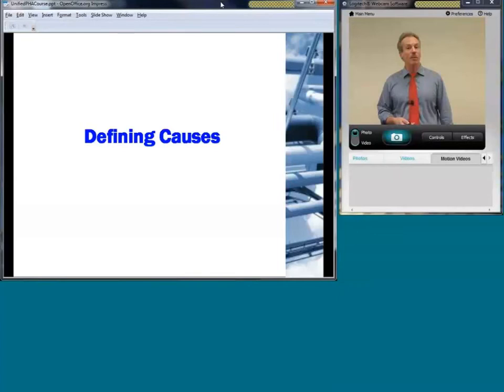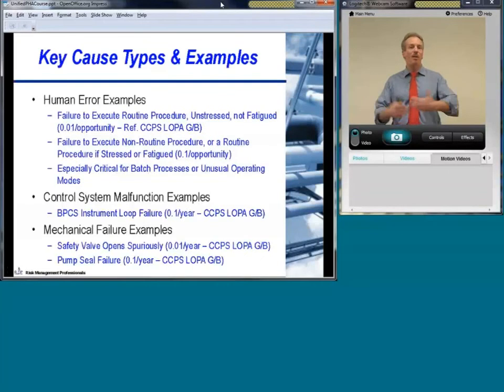Key types of causes. What can go wrong in a plant site? Usually they're categorized in 3 areas: human error, control system malfunctions, or mechanical failures. The reason why they're ordered like this is human error, people making mistakes, whether it be directly pressing the wrong button or not maintaining equipment or something else that they missed in terms of the plant operations.